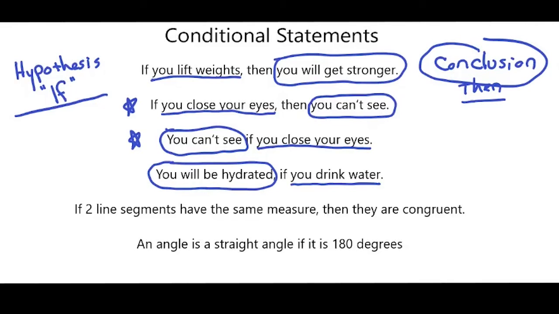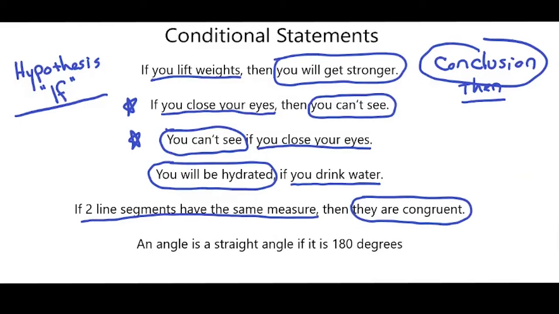If two line segments have the same measure, then they are congruent. Well, remember, we underline the hypothesis. That's what follows the if. So, two line segments have the same measure. And then what follows the then is the conclusion, and we should circle that. It says they are congruent.